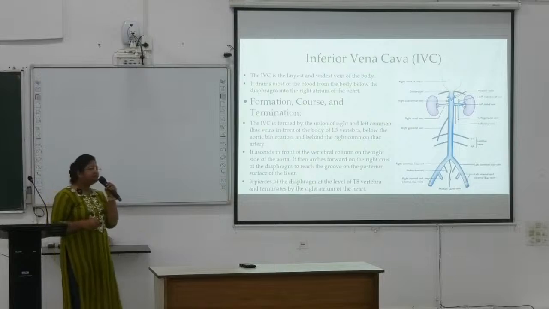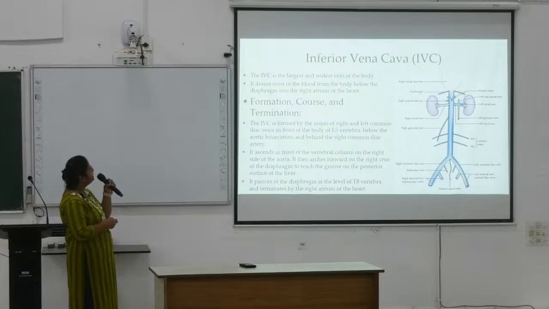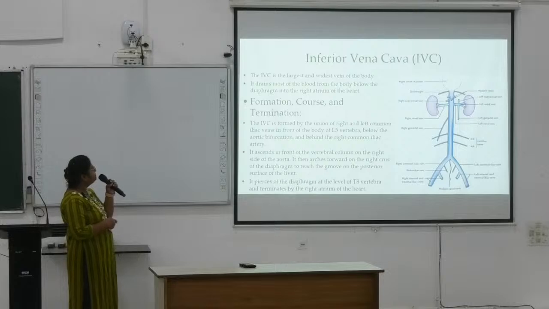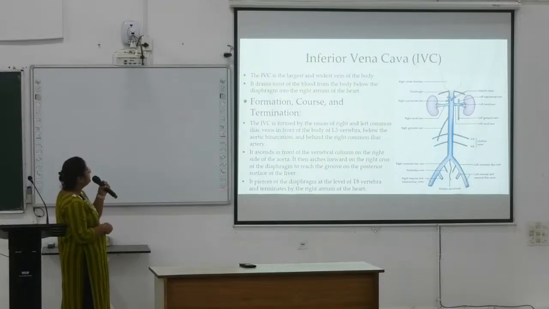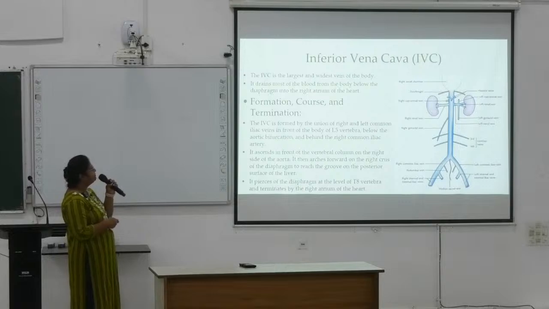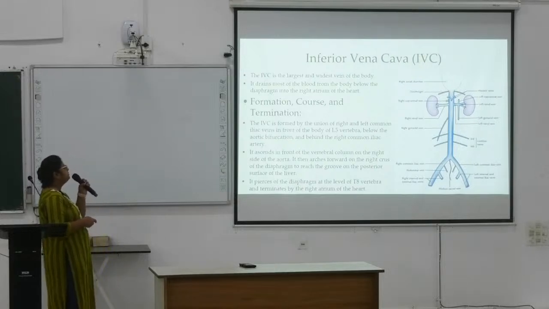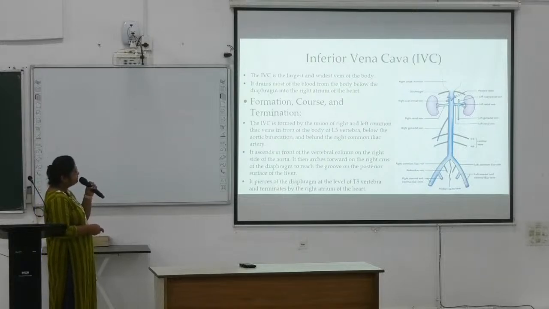Inferior vena cava. Inferior vena cava is the largest and widest vein of the body, and it drains most of the blood from the body below the diaphragm into the right atrium of the heart. What is its formation, course and termination? The IVC is formed by the union of right and left common iliac veins. Here, right and left common iliac veins join to form the IVC.